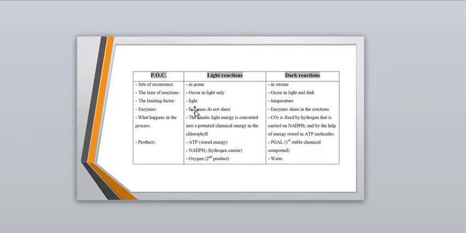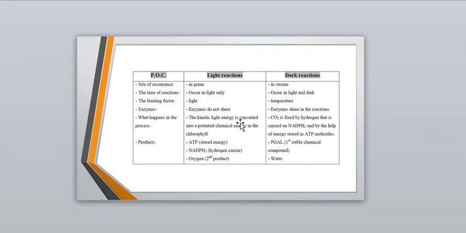The limiting factor that affects the reaction here is light, but here it is temperature, because the dark reaction doesn't depend on light. Here in the light reaction the enzyme does not take part, but in the dark reaction the enzyme tries to take part, as there is no light that gives power or energy for the plant.